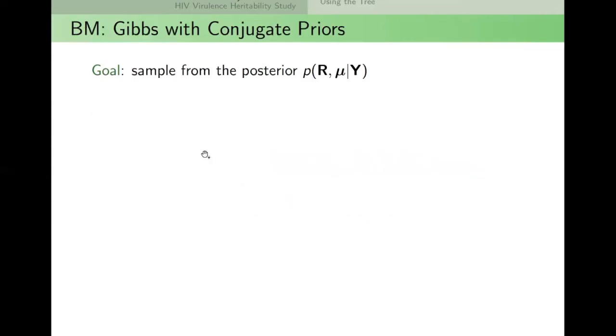Okay, so for the Brownian motion, everything is kind of easy, because what do you want to do? You want to sample from the posterior. So what are the parameters? Just the variance matrix R and the mean matrix mu, given your observation. And here the likelihood has a very simple form because it's a matrix normal. So it's something that is very well studied and known in the literature.